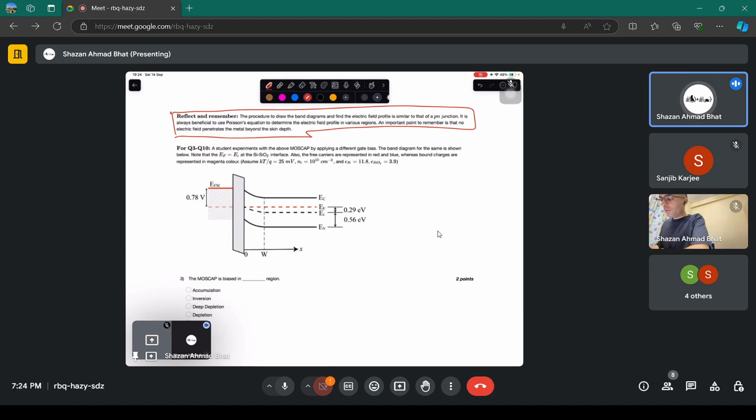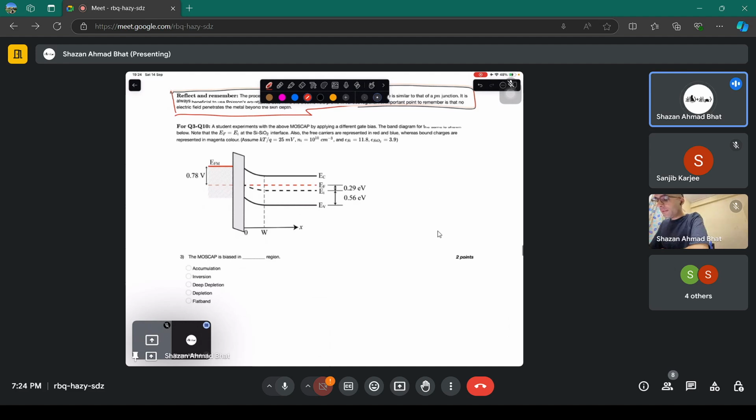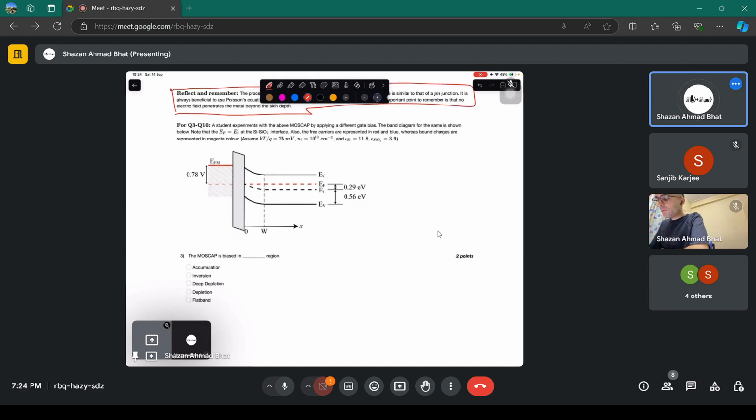Okay, let's move forward. So this is a MOS capacitor again, and the band diagram is given. The first thing that you should note whenever the band diagram is given is the Fermi levels. You see the Fermi level of metal is higher than the Fermi level of semiconductor. It can only happen if you have connected some negative voltage here and positive voltage here.